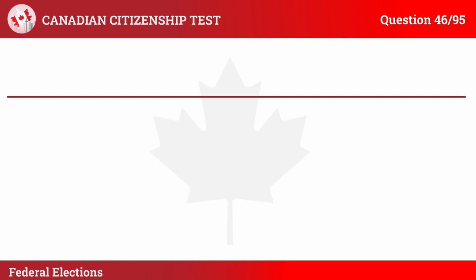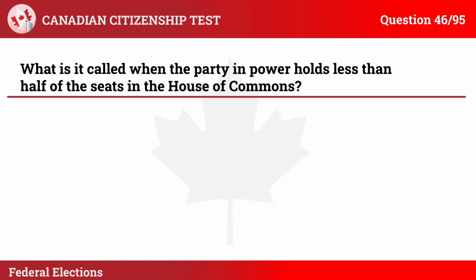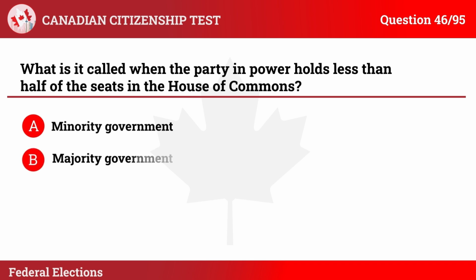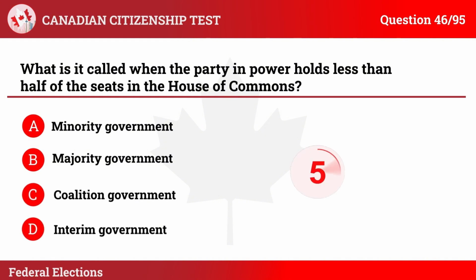Question 46. What is it called when the party in power holds less than half of the seats in the House of Commons? A. Minority government. B. Majority government. C. Coalition government. D. Interim government.